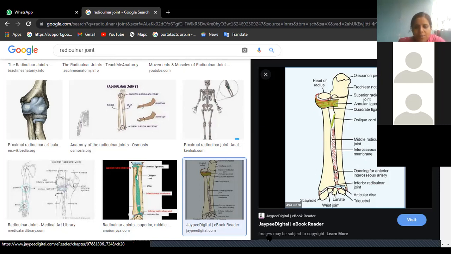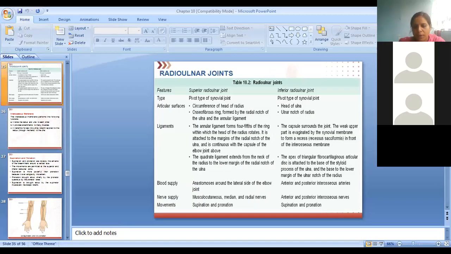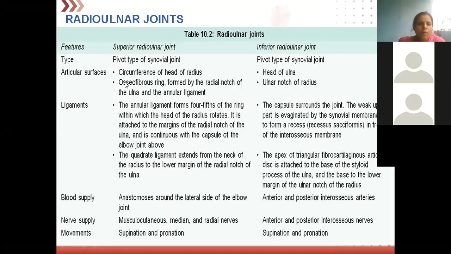With this small information, now you will understand what is given in our textbook also. Now in our textbook, see here. Are you finding the table now? Yes. The superior radio ulnar joint is a pivot type of joint. Even the inferior is also pivot. How is it formed? The head of the radius fixes in the radial notch of the ulna. There you have a ring-like ligament, which you call the annular ligament. Here the head of the ulna fixes in the ulnar notch of the radius.